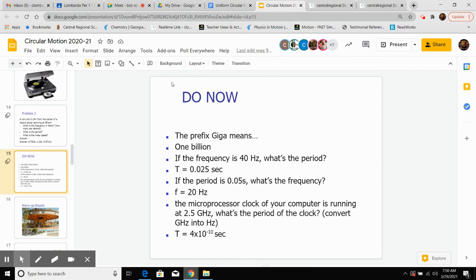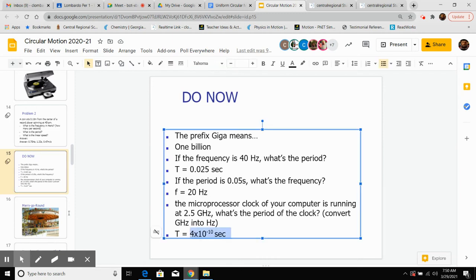This was from an older thing, so we're just going to run through this. Prefix giga means 1 billion. The frequency, if the period is 40 seconds, would be 1 over 40, which comes out to be 0.025 hertz. If the period is this, what is the frequency? It's the inverse again. If something is running at 2.5 gigahertz, what is the period of the clock? Convert gigahertz into hertz, so you would multiply that by 1 billion and then do 1 over that to get your period.